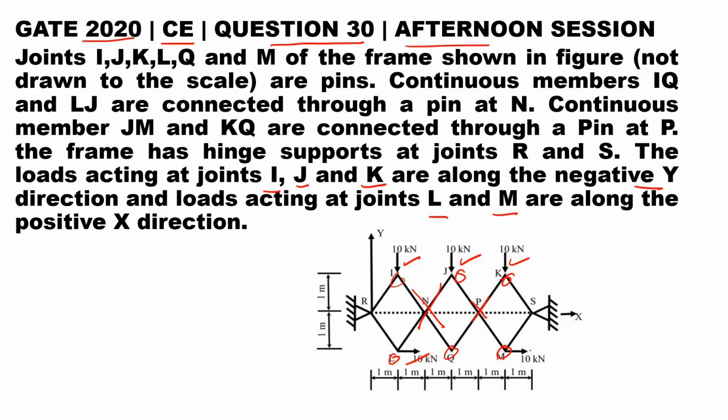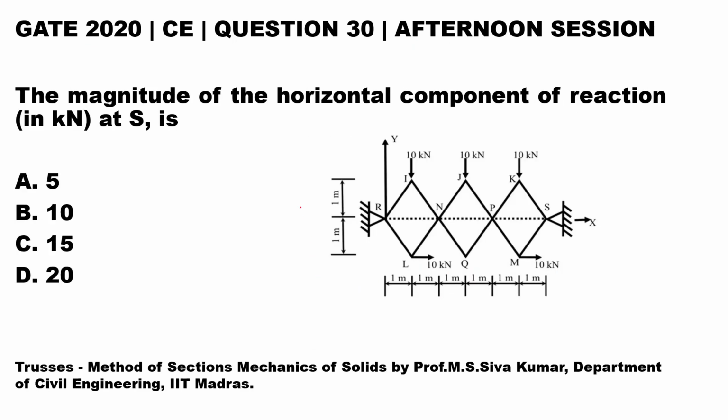So these are joints L and M, 10 kN each, acting along the positive x direction, and the distance between these points is given as 1 meter each, and similarly in the vertical direction. It is asked: the magnitude of the horizontal component of reaction in kilonewton at S. Four options are given: A 5 kN, B 10 kN, C 15 kN.